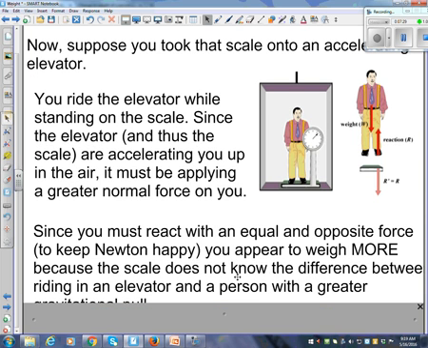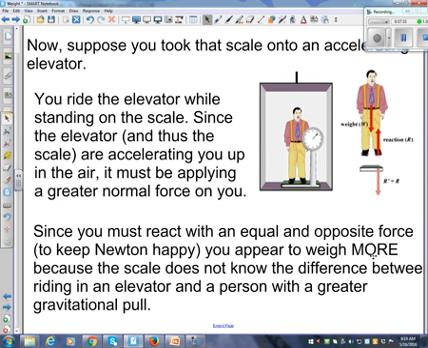Since you must react with an equal and opposite force to keep Newton happy, you appear to weigh more, because the scale doesn't know the difference between riding in an elevator and simply a person with a greater gravitational pull. So because of that equal and opposite reaction force, you weigh more. I'll go through it again. Force on me is more, 900 up. I decide equal and opposite, 900 down. I weigh more. And you feel it. You actually feel it when you're in an elevator, right?